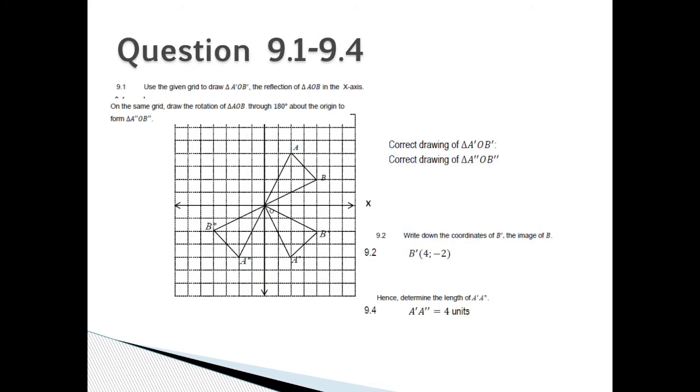You need to have the correct drawing for triangle A'OB'. For 9.2, the coordinates of B' are (4, -2). And when you determine the length of A', it will be equal to 4 units.